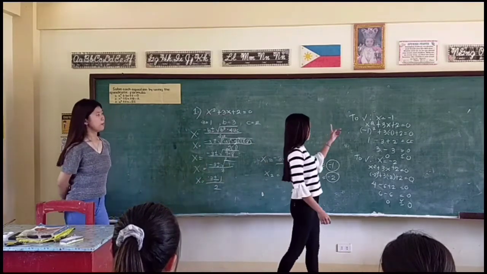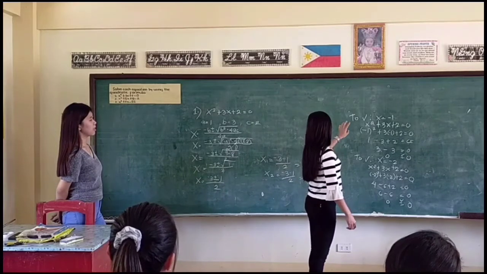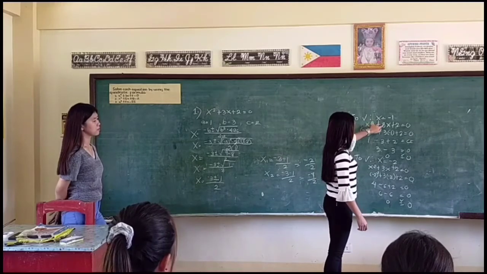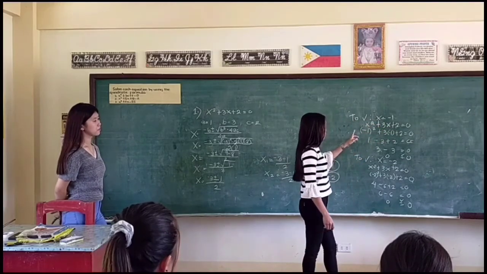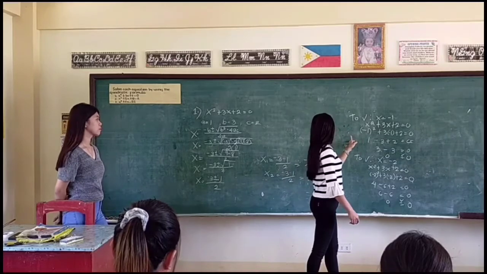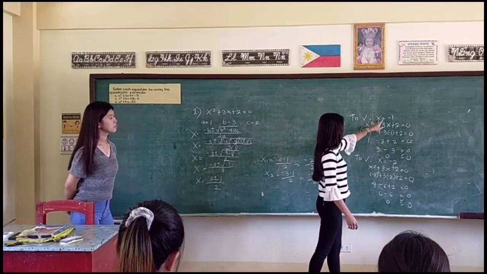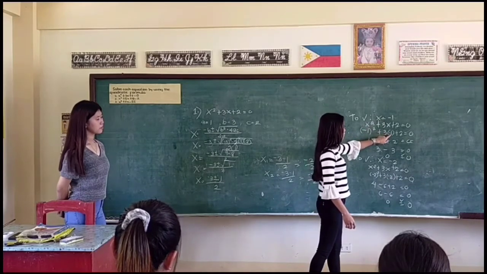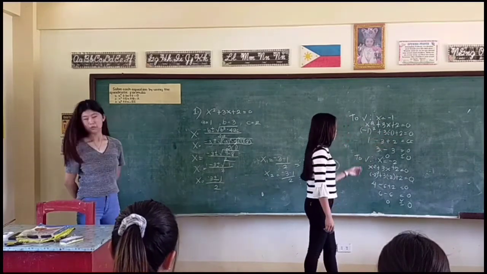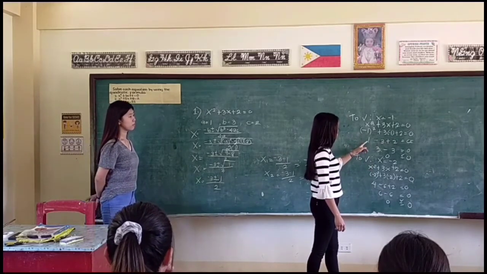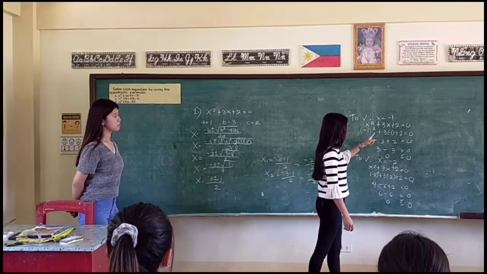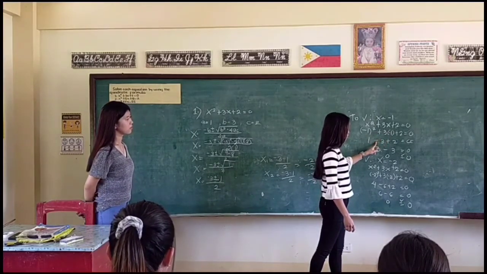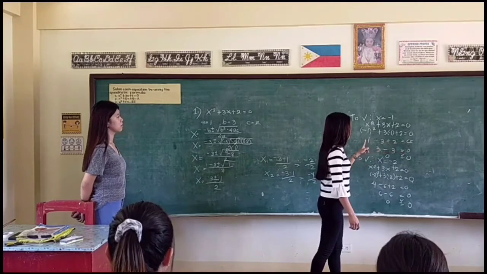We come now to checking the values of x by substituting. x squared plus 3x plus 2 equals 0. First, we use x as negative 1. Negative 1 squared plus 3 times negative 1 plus 2 equals 0. Negative 1 squared equals 1, plus 3 times negative 1 equals negative 3, plus 2 equals 0.